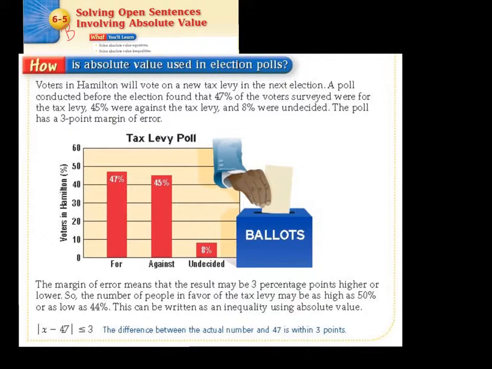So the number of people in favor of the tax levy may be as high as 50% or as low as 44%. This can be written as an inequality using absolute value. |x − 47|, that's our center, is less than or equal to 3. So the difference between the actual number and 47 is within 3 points.